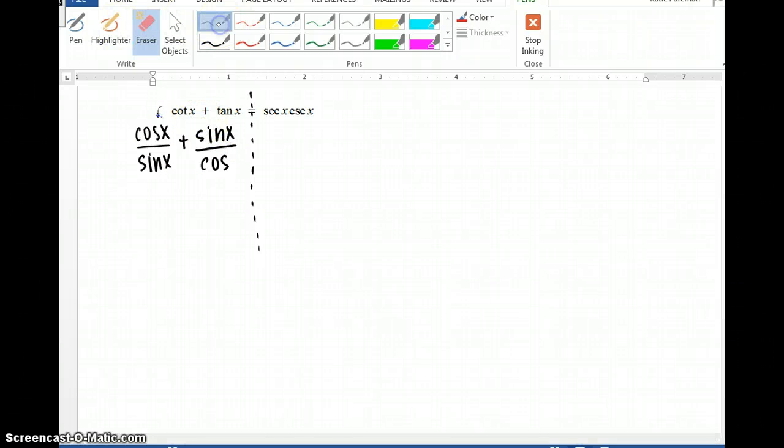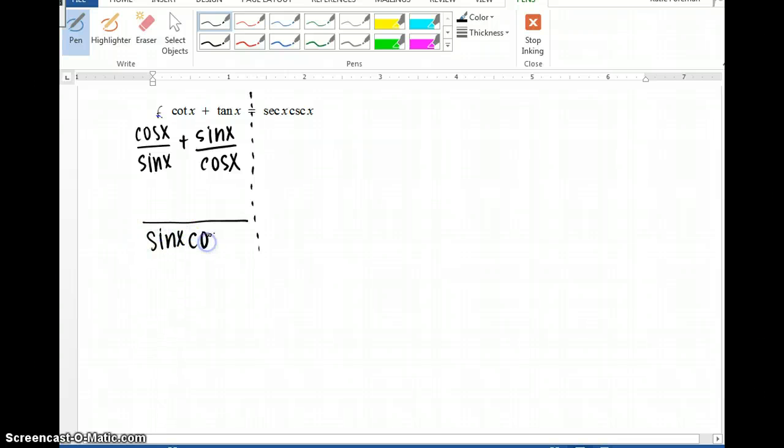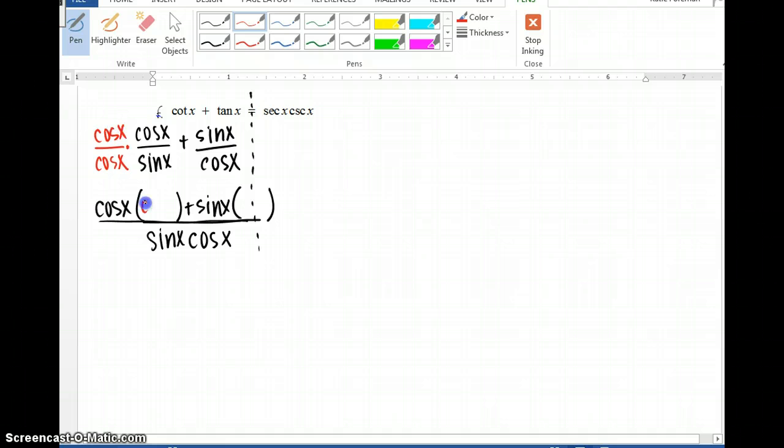So, adding fractions, in order to add or subtract fractions, we need common denominators. Sine x times cosine x would give me my common denominator. Each numerator will need to be manipulated. The first fraction, I'm lacking the cosine function from the denominator, so that's what I'm going to have to multiply by. The second fraction, I'm missing the sine function from the denominator, so that's what I'll have to multiply here.